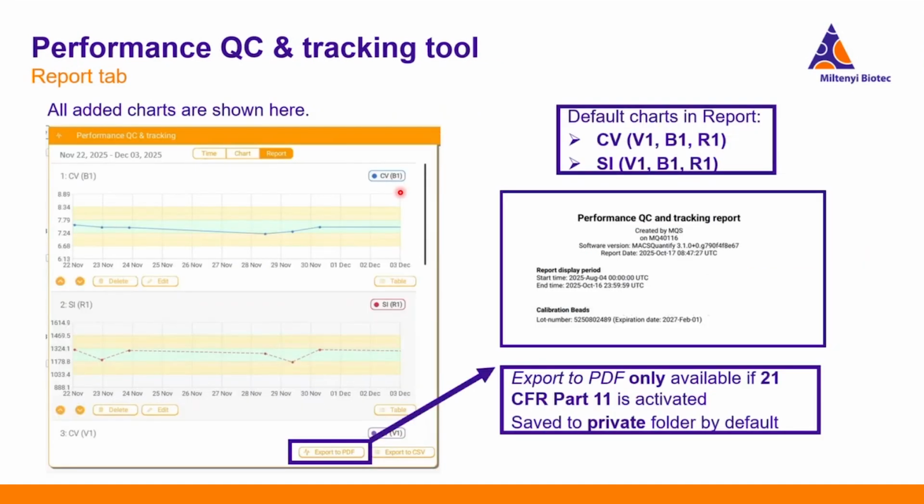And in the reporting section, you will see all the reports that you have added to the tool for the time frame that you chose in the Time tab. Per default, it shows you the CV and the stain index for V1, B1, R1, so one color per laser. And now it depends on which software version you have. If you have 21 CFR Part 11, you can click this Export to PDF button. If you don't have this, if you are a research user, you can only export this then to a CSV file.